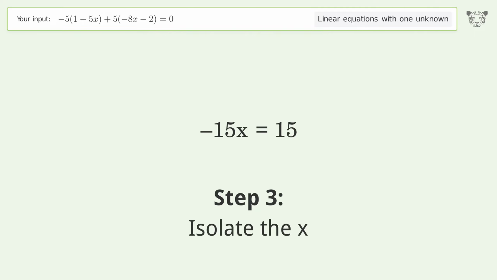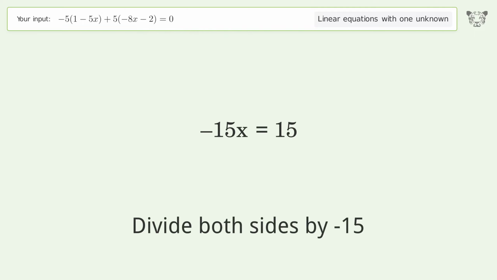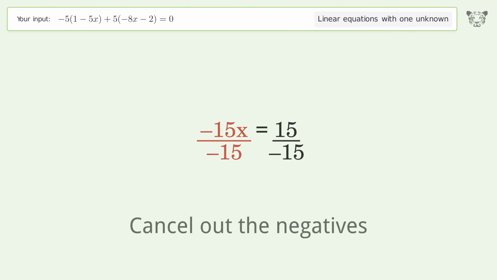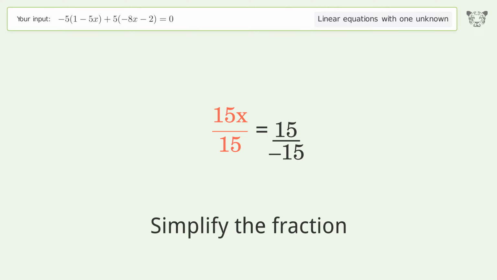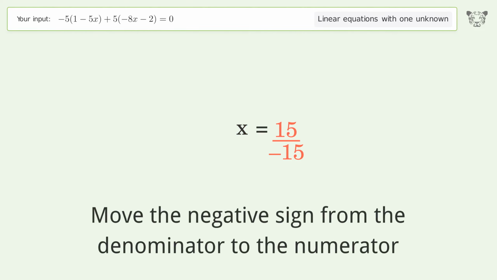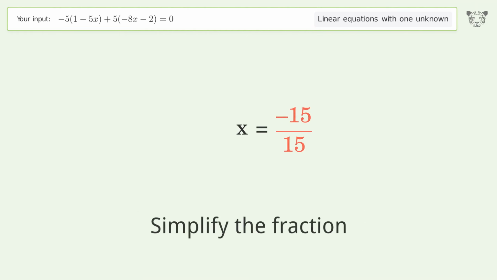Isolate the x. Divide both sides by -15. Cancel out the negatives. Simplify the fraction. Move the negative sign from the denominator to the numerator. Simplify the fraction.